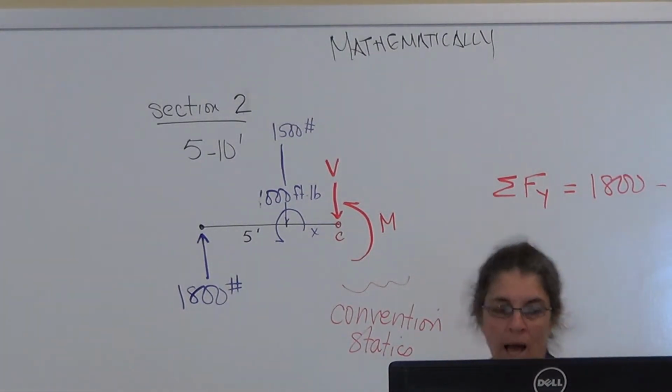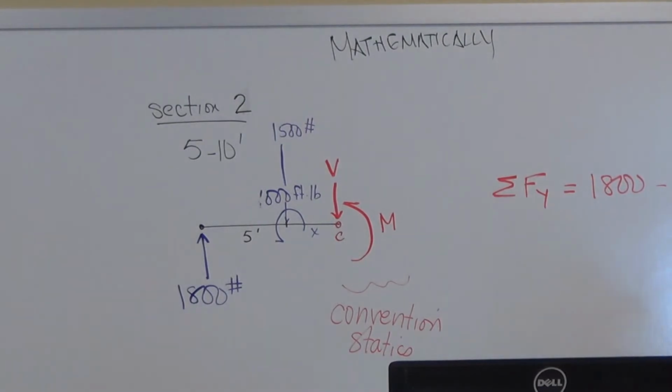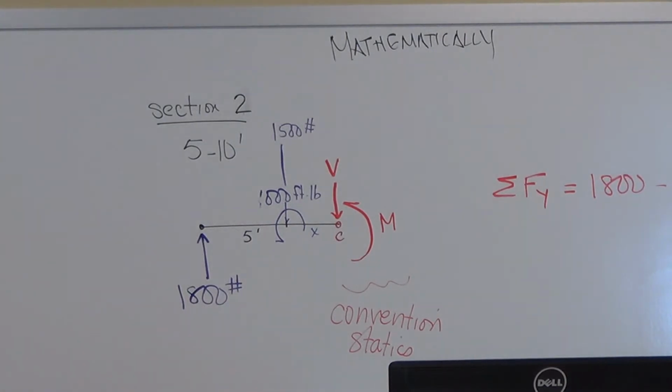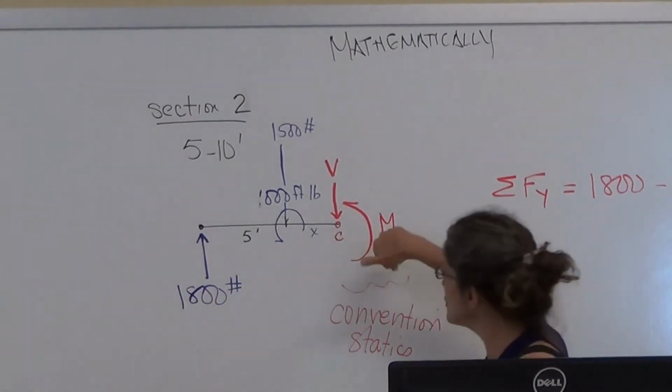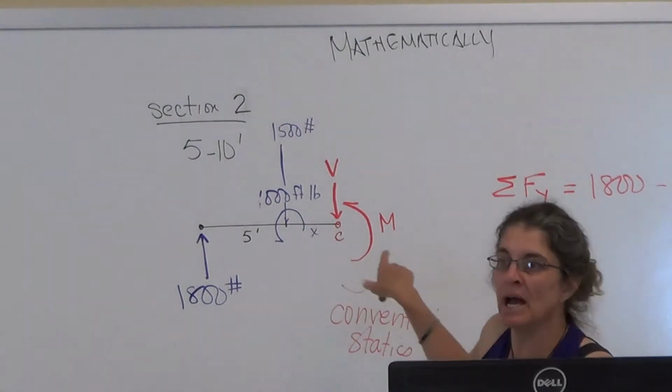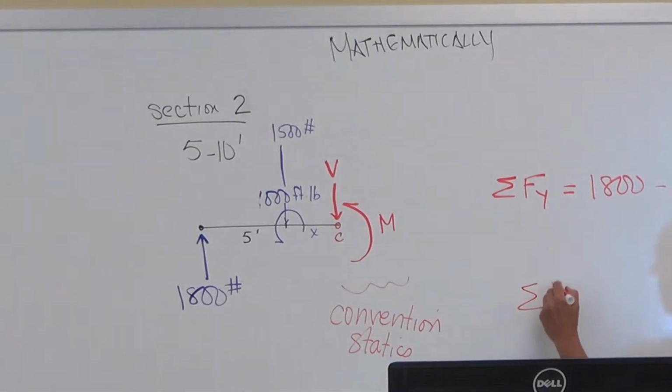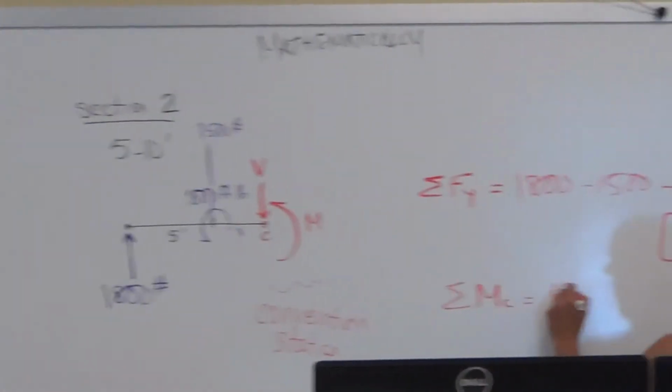And the reason why is because when you go from the shear diagram to the moment diagram, it's very helpful to have, when you have a positive area, a positive slope. But if we had an M going in the other direction, in the negative, we would have gotten an opposite sign. So now let's do the sum of the moments about my cut.